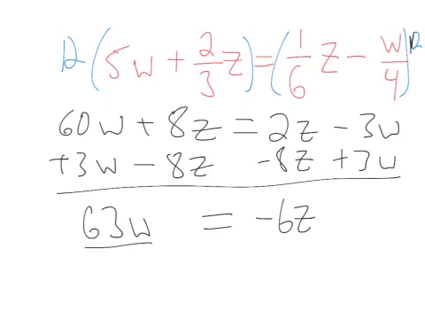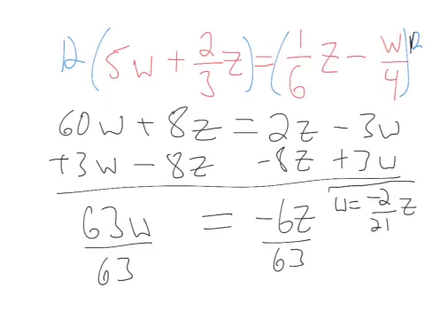And then if I'm going to solve for w, I'm just going to divide by 63. And let's see, does 6 over 63 simplify? I think so. I think they both divide by 3. So that would be w equals, let's see, divide by 3, negative 2 over, what is that, 21z. And that is what that expression is equal to when you solve it.